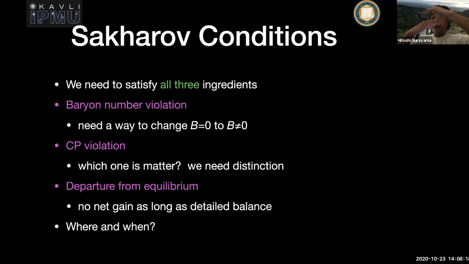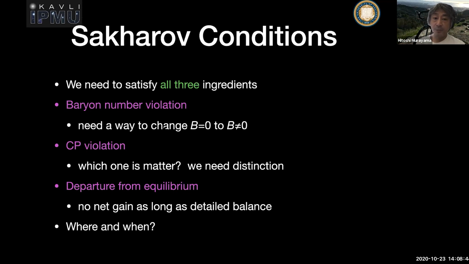But if that's the case, even if you have this baryon number violation, so that you can change matter to antimatter, and even if you have CP violation that has a certain direction of the arrow in preferring the direction of the matter, if you have the detailed balance with the inverse process, again, you don't gain anything. So that's why you need to also have a period where the universe actually has a departure from equilibrium.